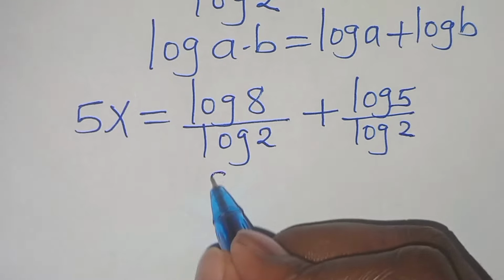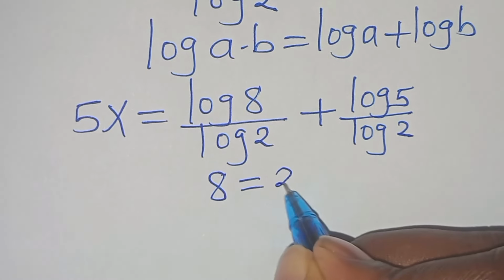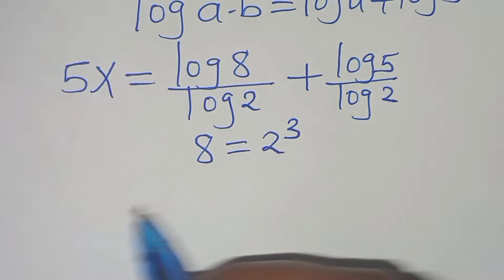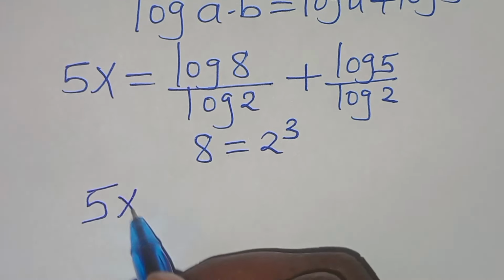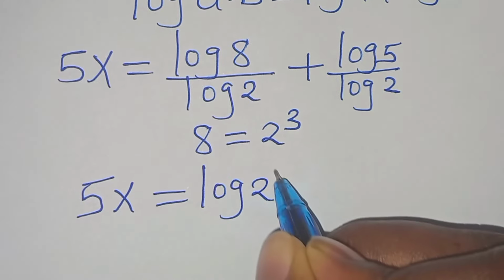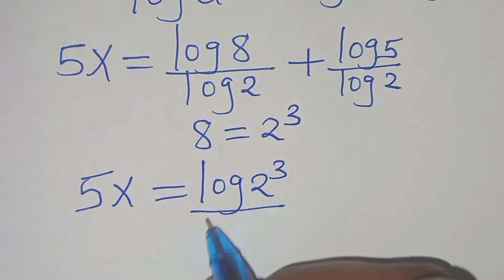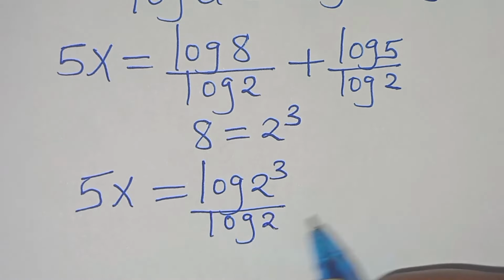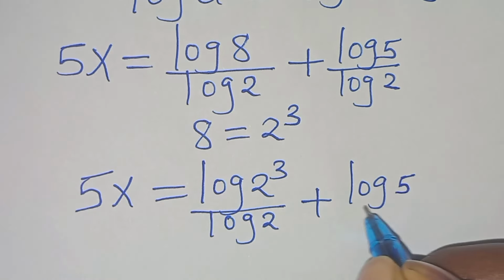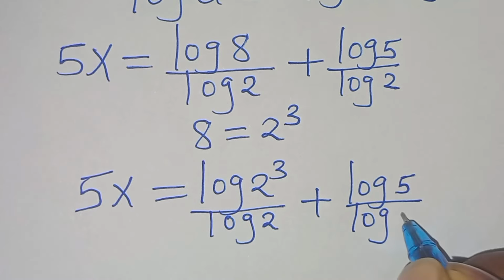We can express 8 basically as 2 to the power of 3. Let's substitute this so that we have 5x. This is equal to log 2 to the power of 3 divided by log 2, then plus log 5 divided by log 2.